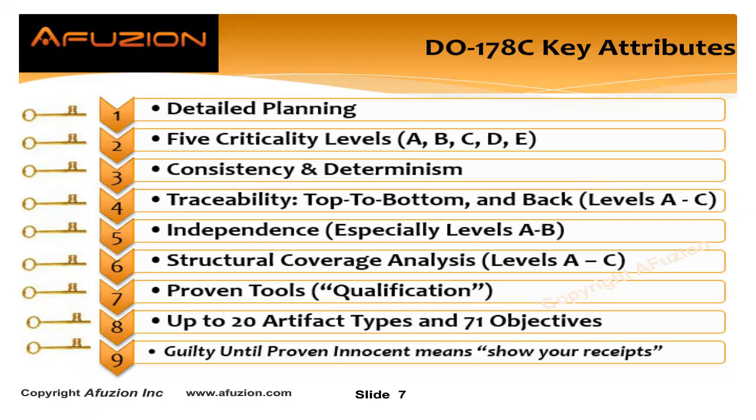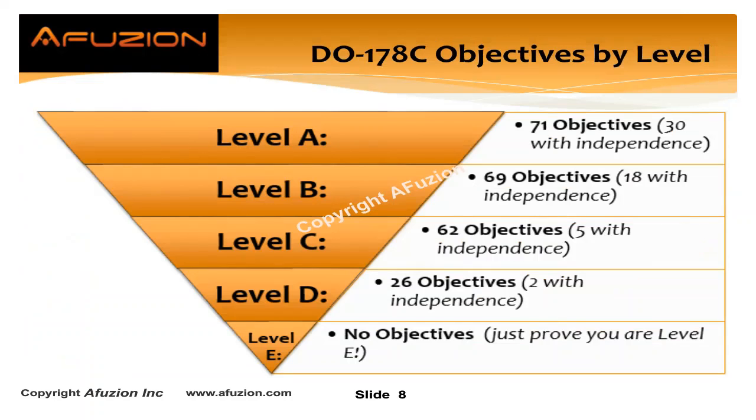Now, let's look at the actual objectives here. Level A, 71 objectives, 30 of them have to be verified independently. Level B, just 2 less objectives. We don't have MCDC nor the source binary correlation, but 18, the verification and QA, are independent.